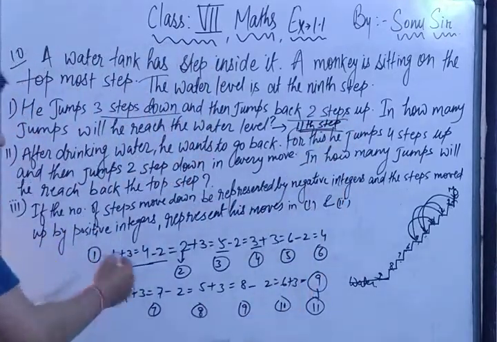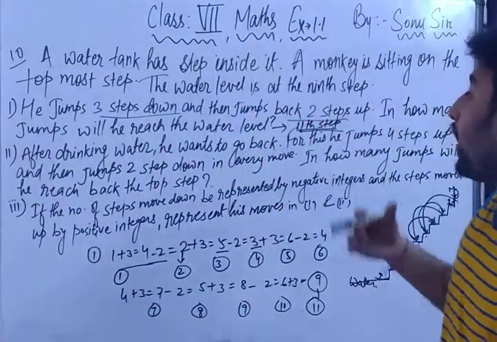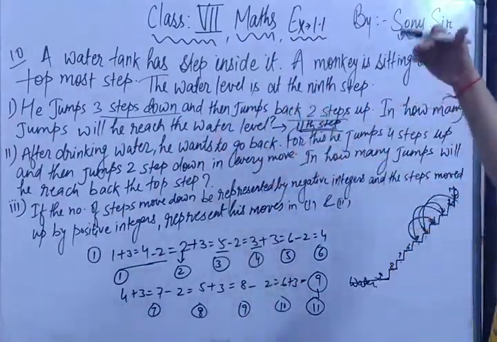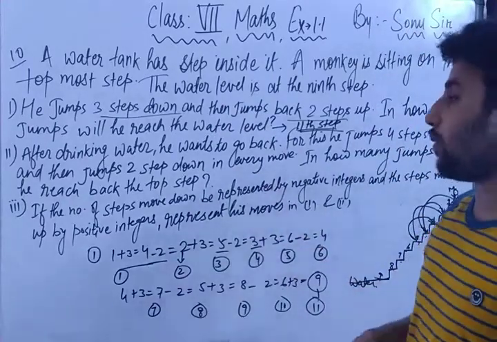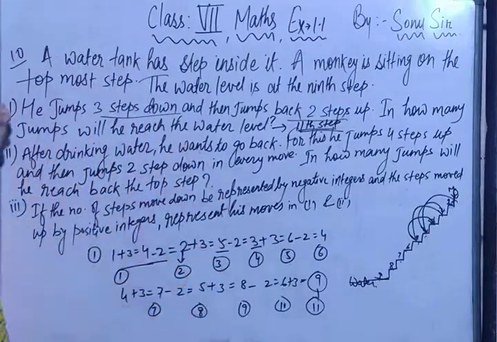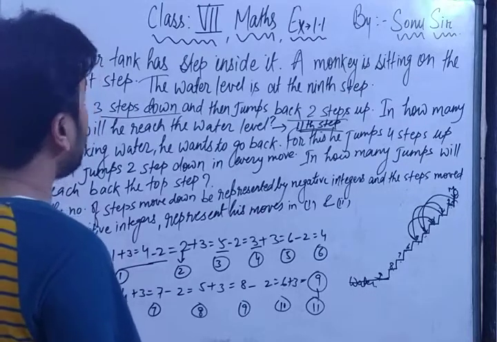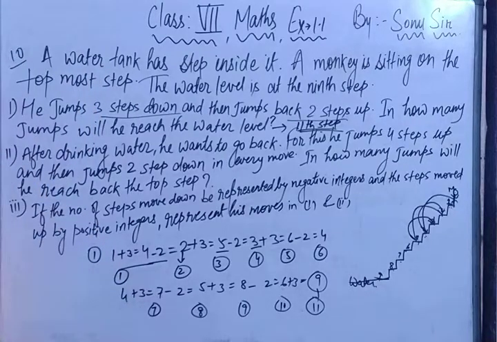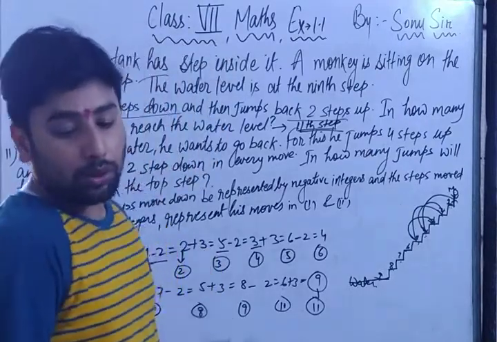What you have to do is write the first step in positive, meaning as he is moving steps down it will be positive and steps up will be negative. Second question: after drinking water he wants to go back. For this, he jumps 4 steps up and 2 steps down. Now he is 4 steps up and 2 steps down.